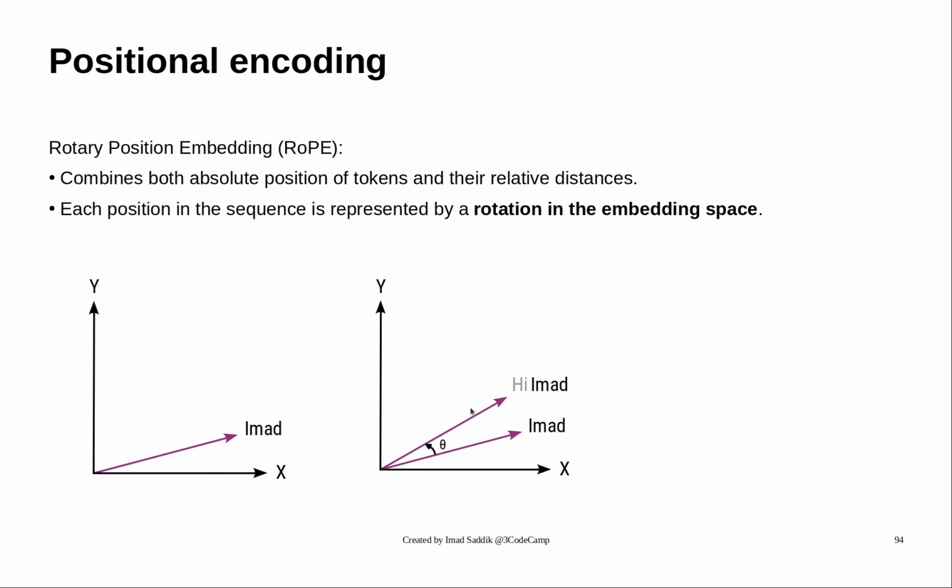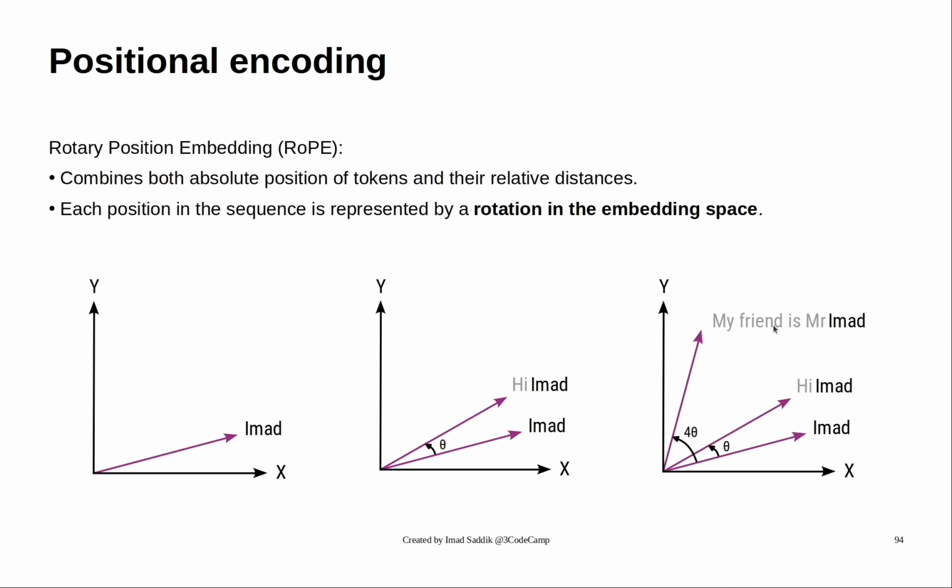Now we add a token before it. Let's say that we added "hi". Now RoPE, this method, will rotate the token "Imad" by a fixed angle, theta, for each new token added before it. So if the token "Imad" is the second token in the sequence, RoPE will rotate it by one theta. If it is, in this case, located at the fifth position, so 1, 2, 3, 4, 5, RoPE will rotate it by 4 theta. And theta is just the rotation angle. So yeah, this is how this method works.